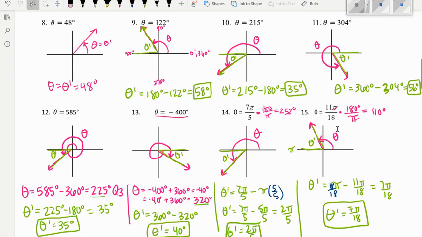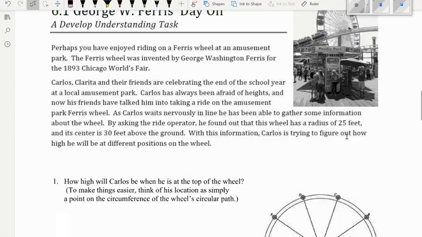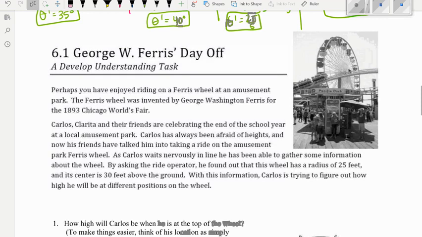So we're going to use these to help us with the next part. All right, so for this next part, we have George W. Ferris's day off. Perhaps you have enjoyed riding on a Ferris wheel at an amusement park. The Ferris wheel was invented by George Washington Ferris for the 1893 Chicago World's Fair. Carlos and Carlita and their friends are celebrating the end of the school year at a local amusement park. Carlos has always been afraid of heights, and now his friends have talked him into taking a ride on the amusement park Ferris wheel.